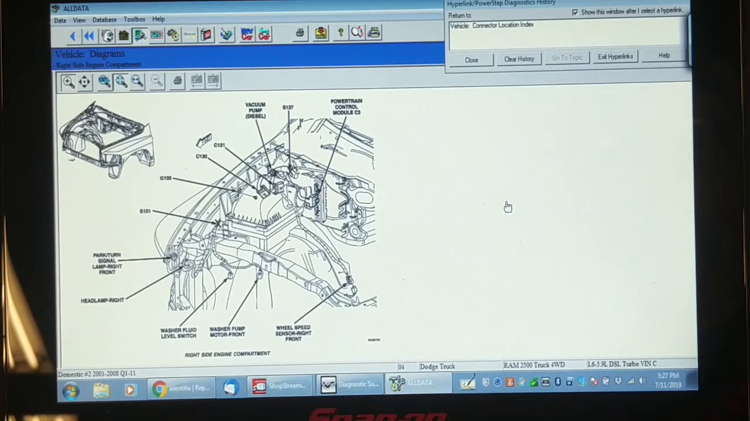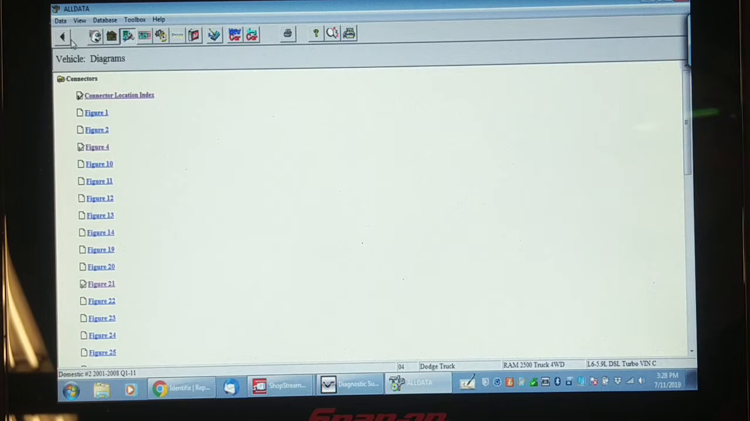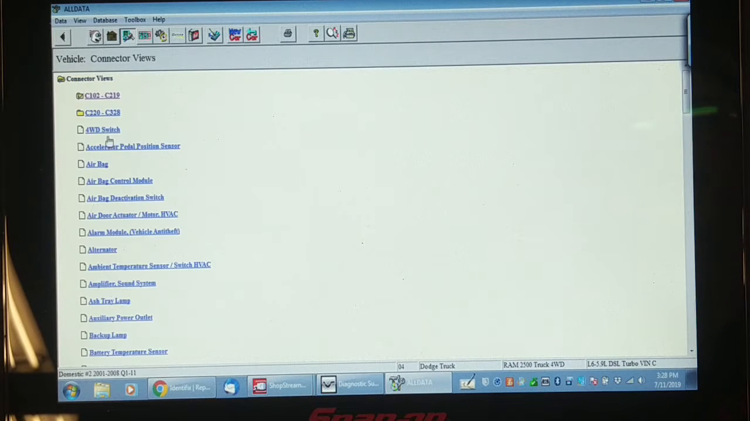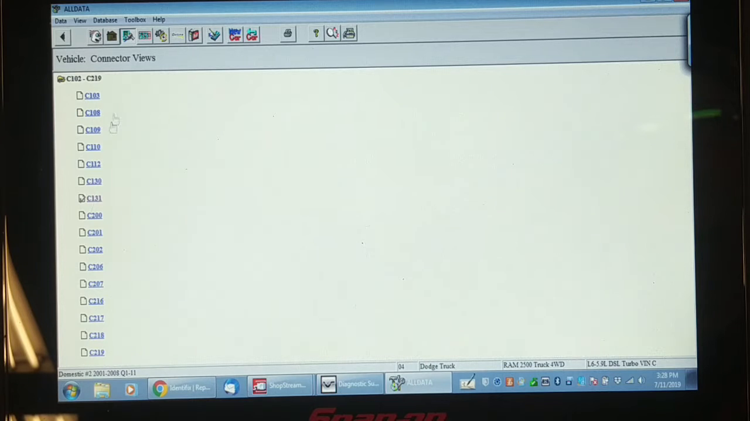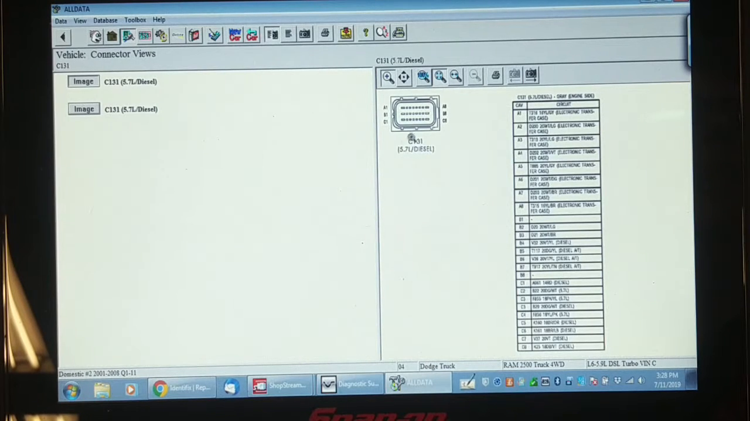So C131 is in the right rear corner of the engine bay. This shows a gasoline engine, so it'll be in around the vacuum pump area, and the connector looks like a rectangular connector. That's connector location, connector view, C131. So it's a through-row connector, rectangular. Interesting, it says 5.7 diesel.